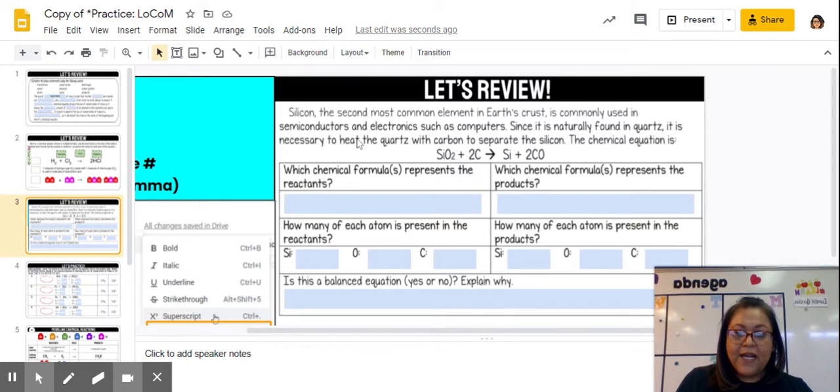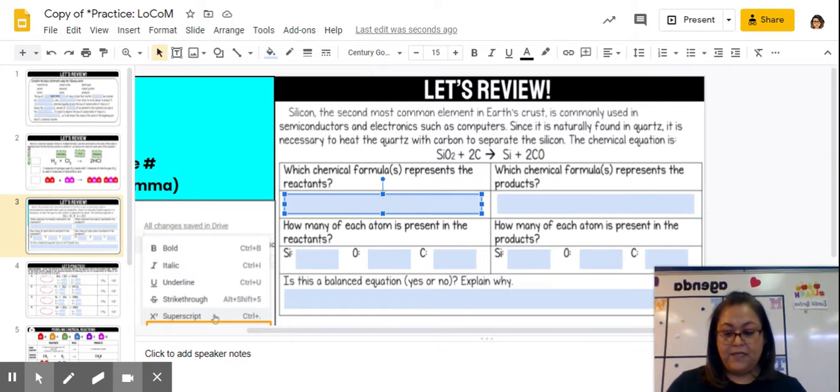I'm hungry. All right. Which chemical formulas represent the reactants? Well, the reactants are on the left-hand side of a chemical equation. They're the two things that are going to react to create our new products over here.